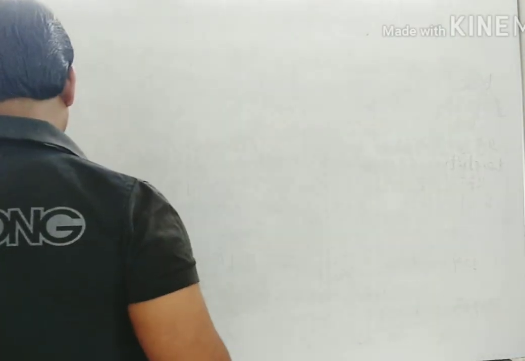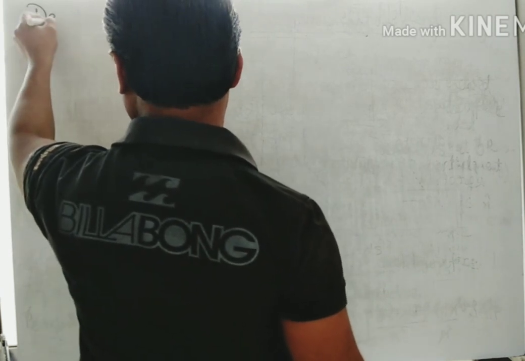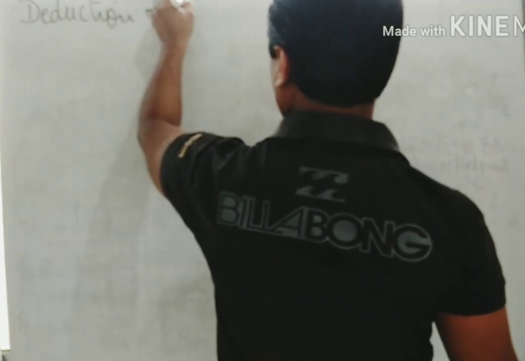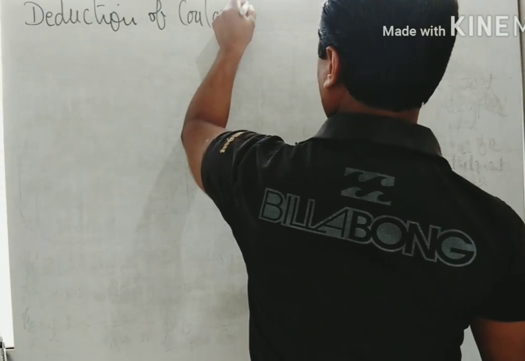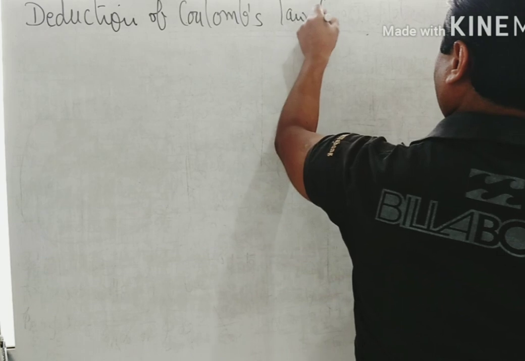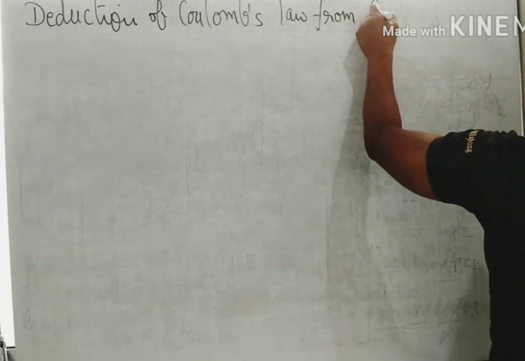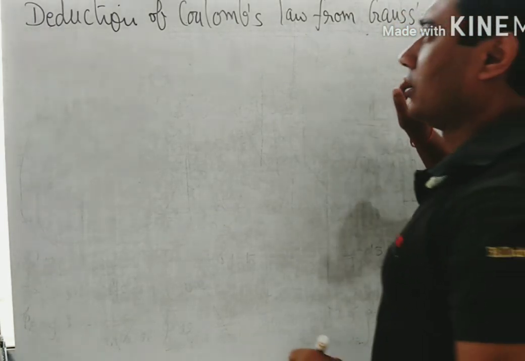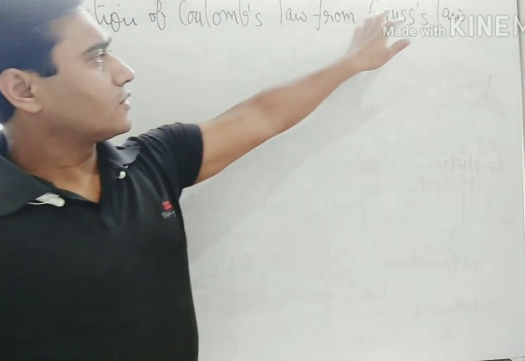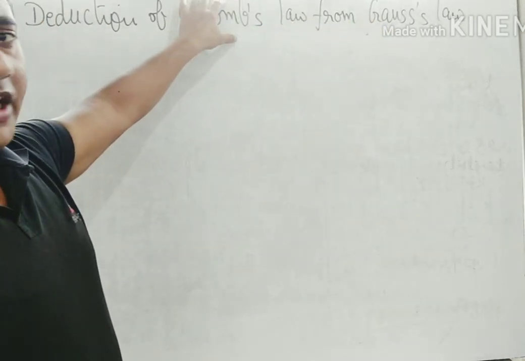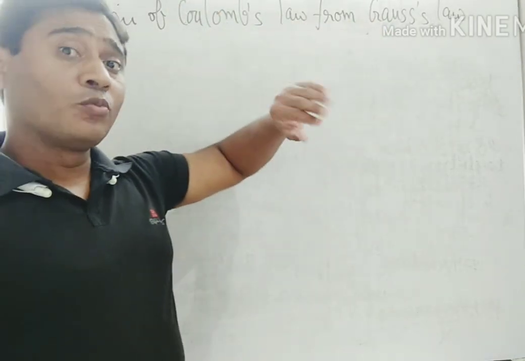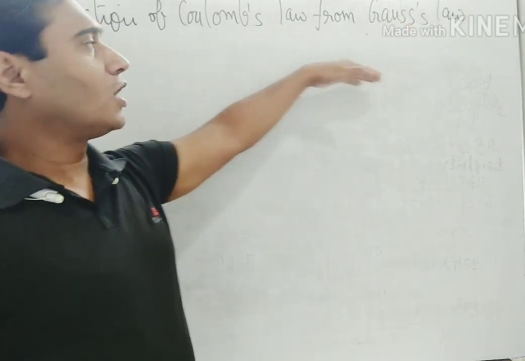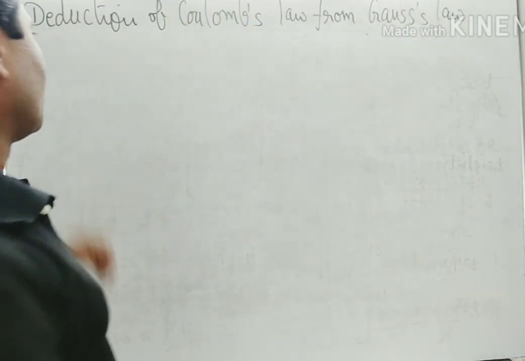Let's have the second topic, deduction of Coulomb's law from Gauss's law. So this is our next topic. So here in this topic, हम Gauss's law की help से Coulomb's law को derive कर रहे होंगे, deduce कर रहे होंगे. Actually, Coulomb's law is more fundamental than Gauss's law because it came earlier. But this time, using this Gauss's law, हमें इस Coulomb's law को derive करना है. So let's begin.